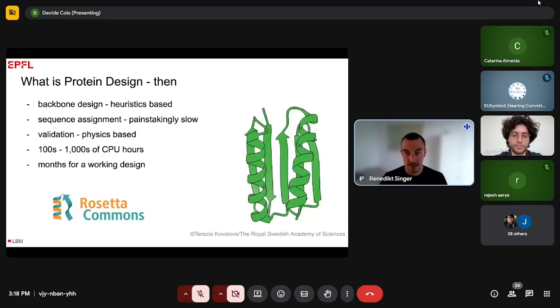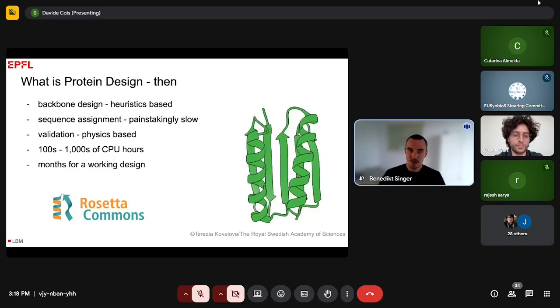Then assigning the sequence, bear in mind you only had the protein backbone and nothing else, was very complicated and tedious. A lot of times you would just look at it and say, this alpha helix, like on the slides here, is touching the beta sheet, so it should be more hydrophobic, and this one is more exposed, so it should be a bit more hydrophilic, so maybe this works, maybe not.